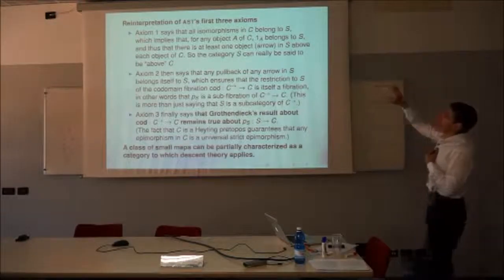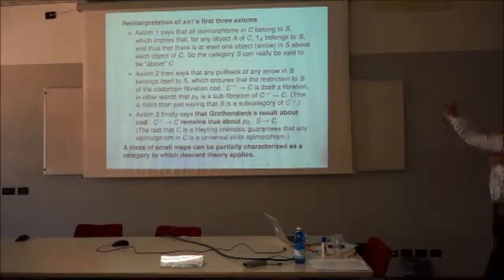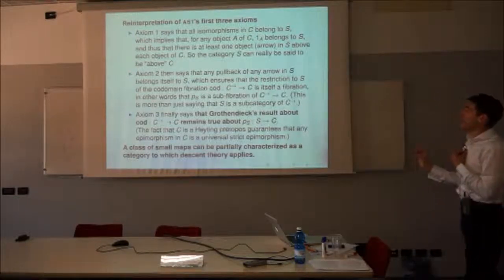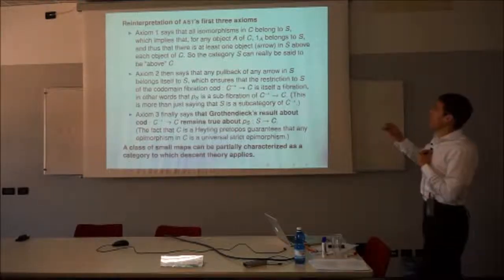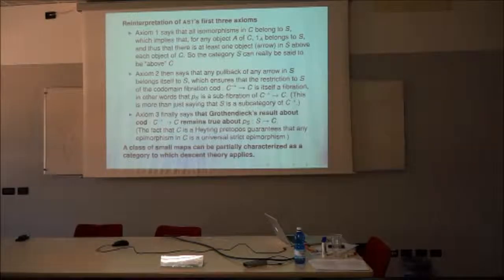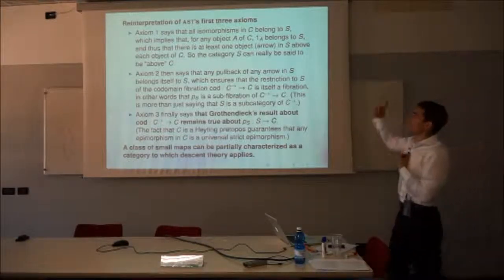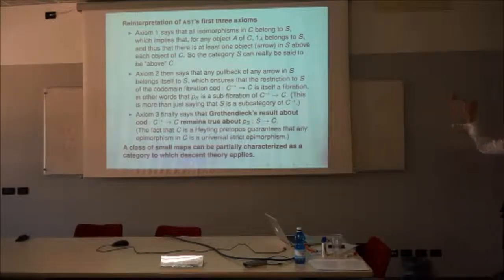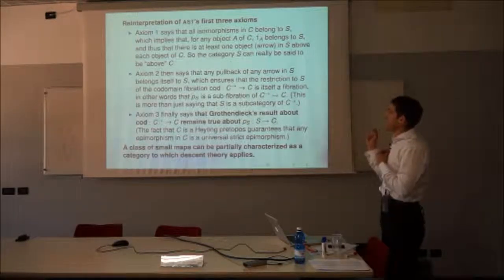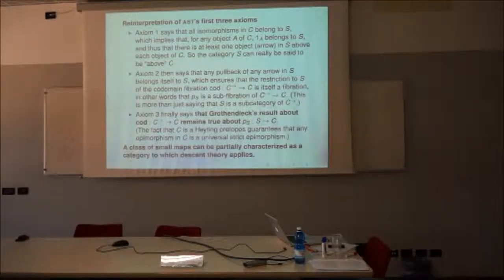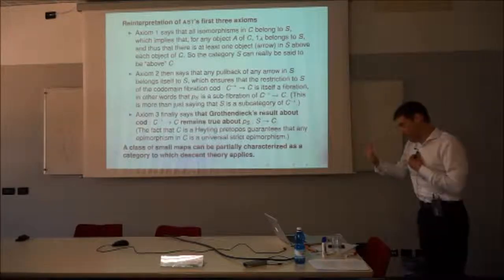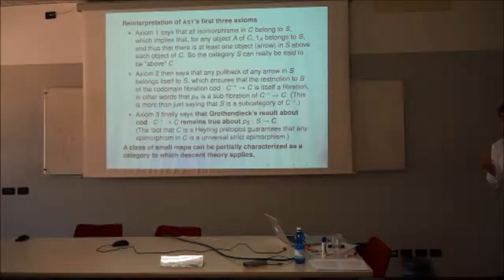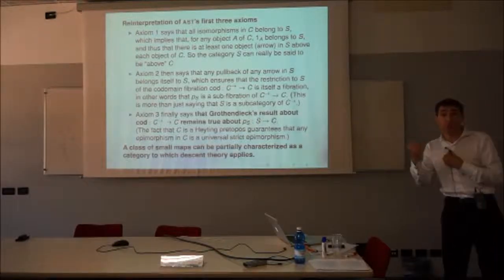Axiom 1 says that all isomorphisms in C belong to S, which implies that for any object A of C, the identity belongs to the fiber above A, so that there is at least one object above each object of C. So the fibration defined by S is not empty. Axiom 2 says that any pullback of any arrow in S belongs itself to S, which ensures that the restriction to S of the codomain fibration is itself a fibration.